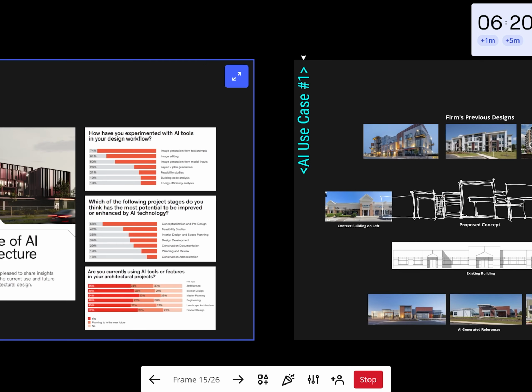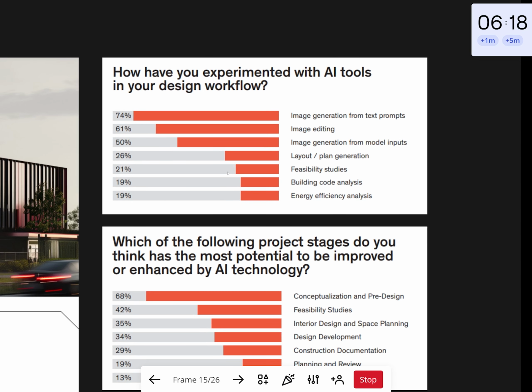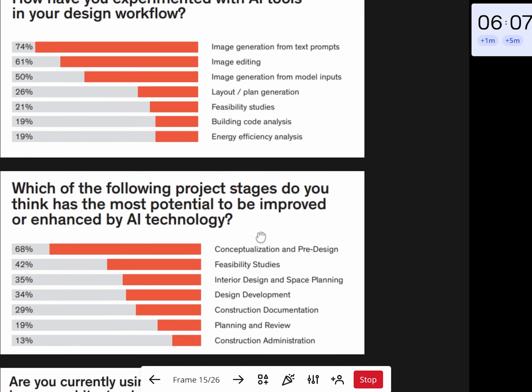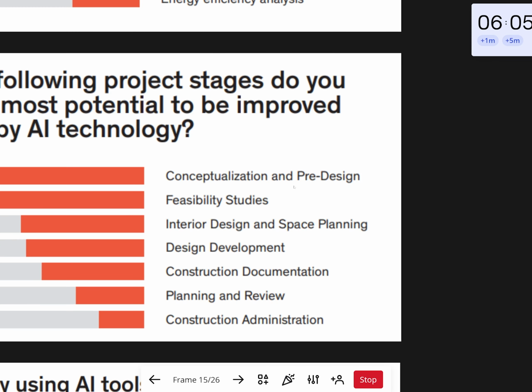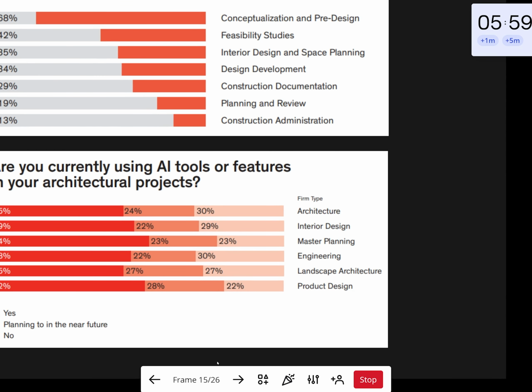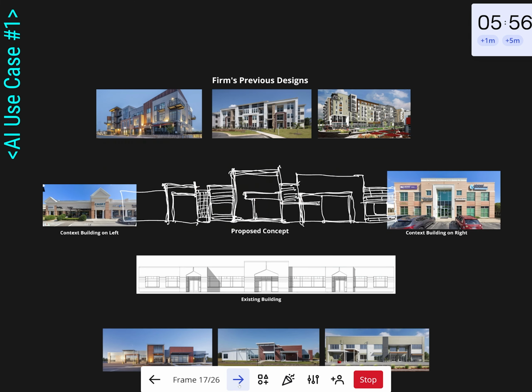Interesting note. If we go here, they ask, have you experimented with AI tools in your design? How have you done it? And the majority of persons say, okay, well, we do text and images, we do image editing. This is interesting, we do conceptualization and pre-design. These are the ones that have the most use. So that is telling us something.